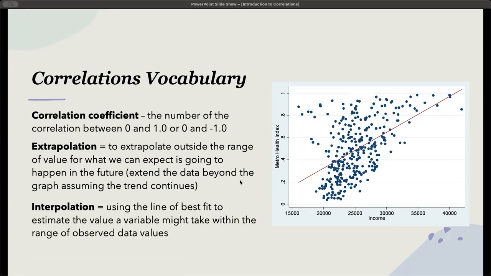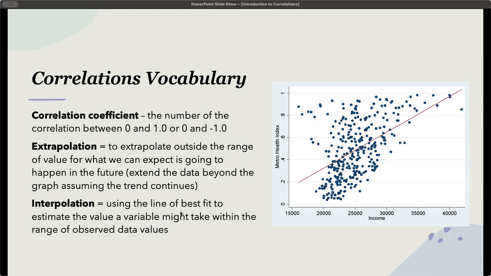Now, extrapolation is different from interpolation. Interpolation is using the line of best fit to estimate the value a variable might take within the range of observed values. So in this case, if I had a different participant or a new number introduced with an income of about 30,000, we could assume it's going to be somewhere close to the line, just above where 30,000 is on the x-axis.